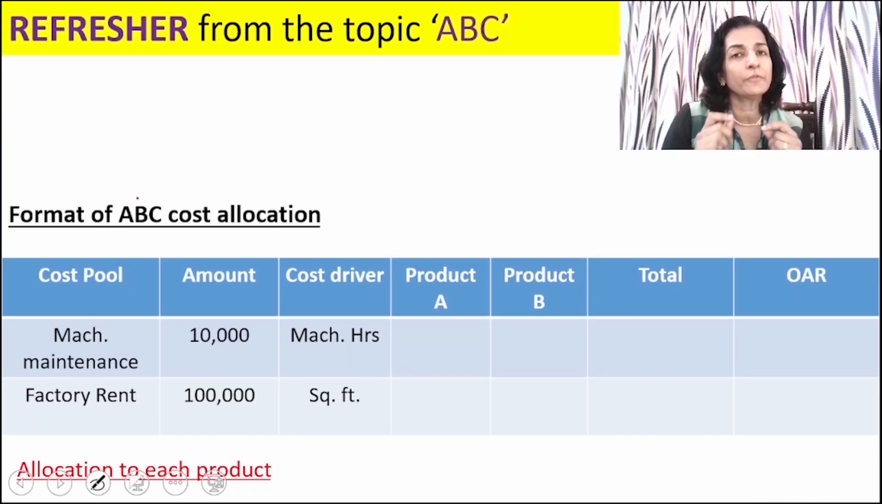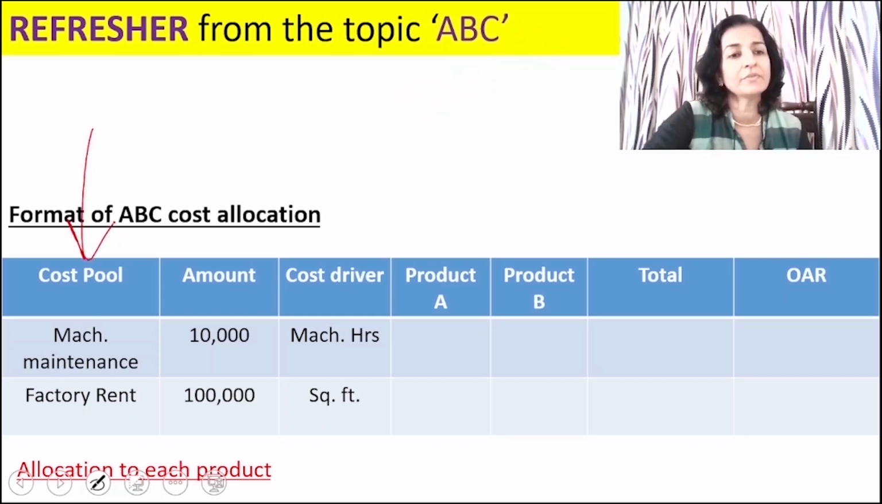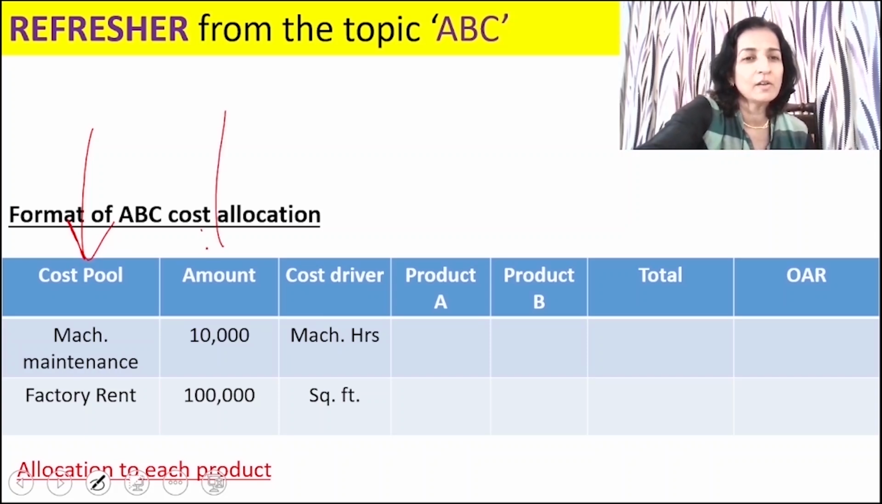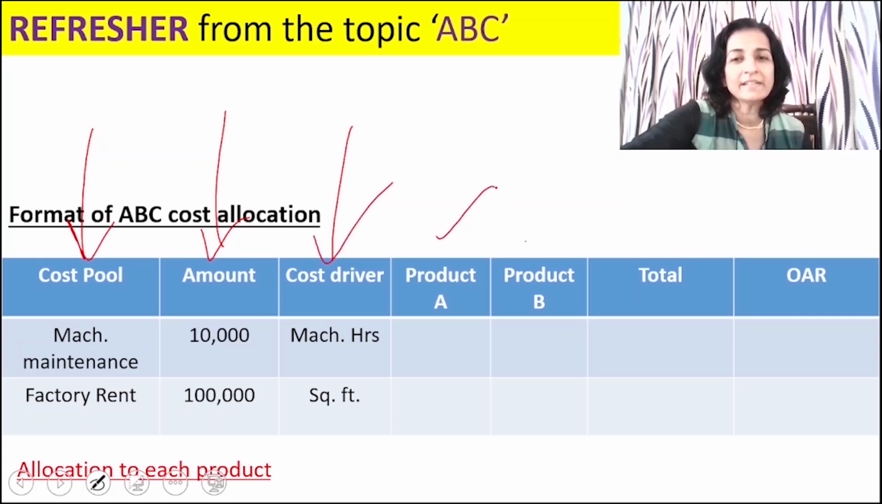Now, if at all we have to find out the overhead cost per unit under ABC, then this is the format that I want you to follow. In the first column, you have the cost pool. In the second column, you have the amount of the cost pool that will be given in the question. And then you write the cost driver and you write the product name. And this is the total of the cost drivers.